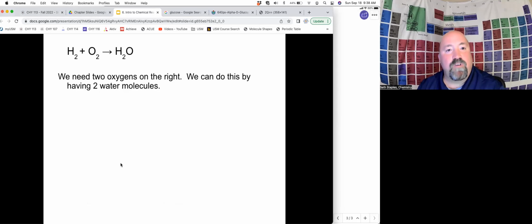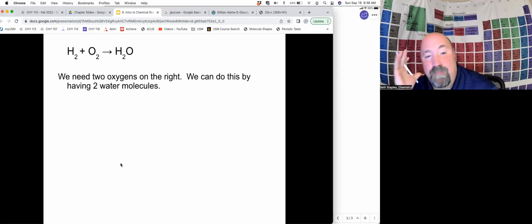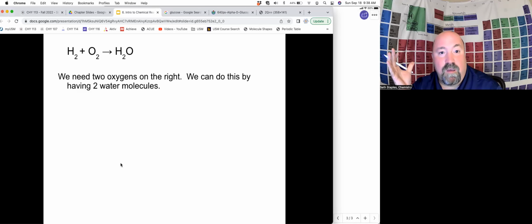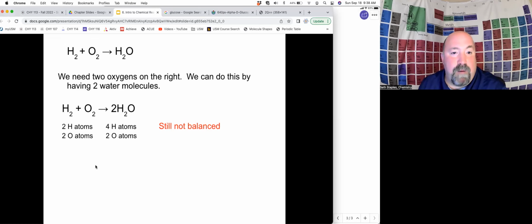And so what we can do instead is, instead of saying that I'm going to make 1 water molecule, we say I'm going to make 2. And we illustrate that we have 2 by putting a 2 in front. That's our coefficient. The coefficient tells us that I've formed now 2 entire water molecules. So now you can see with those 2 entire water molecules, I have 2 oxygen atoms over here. But look at what that did to my hydrogen. Now I've got 4 hydrogens on my product side and only 2 on my reactant side.